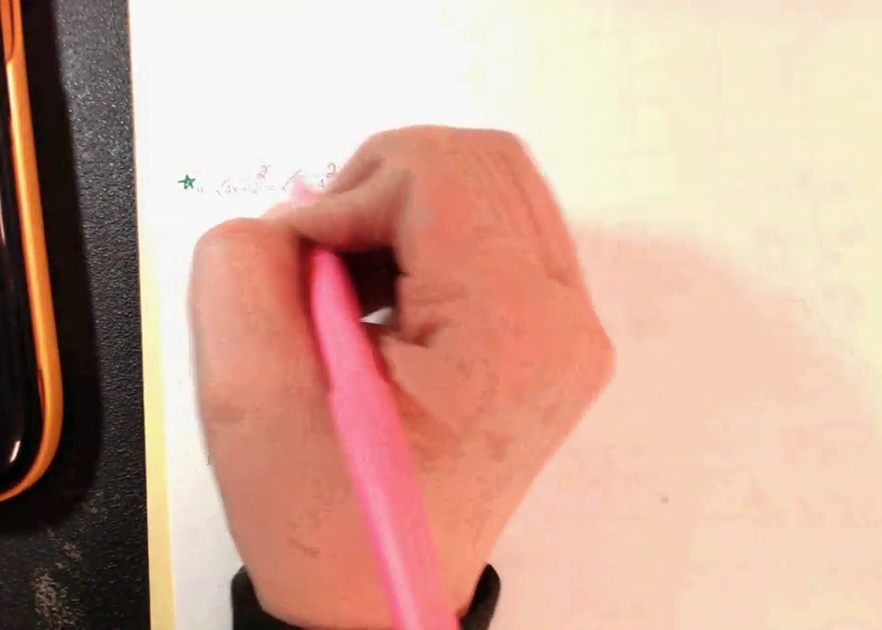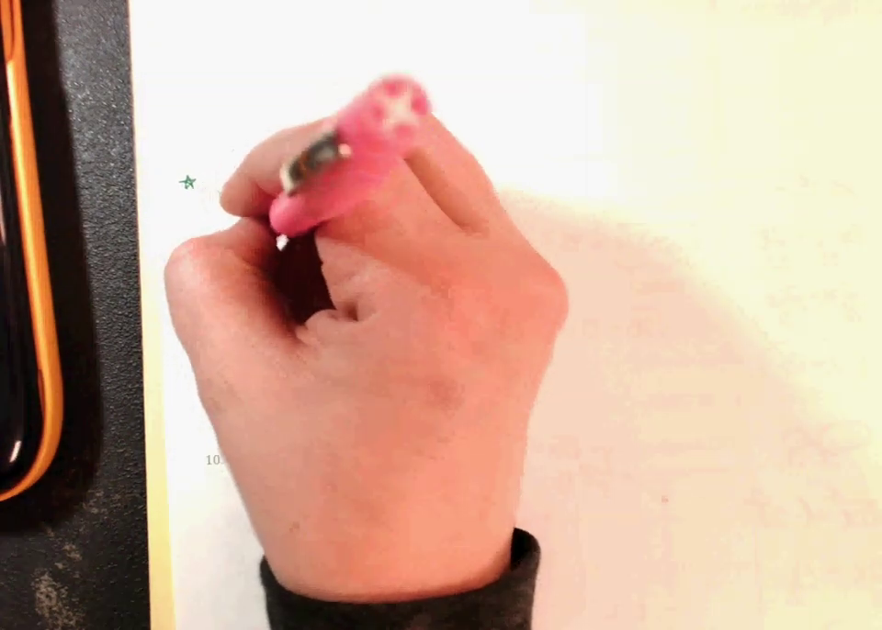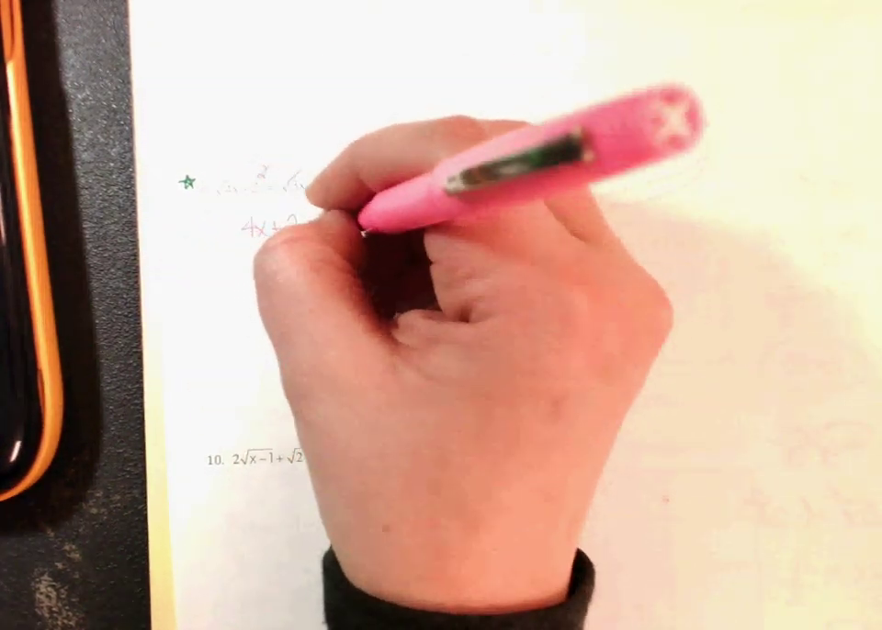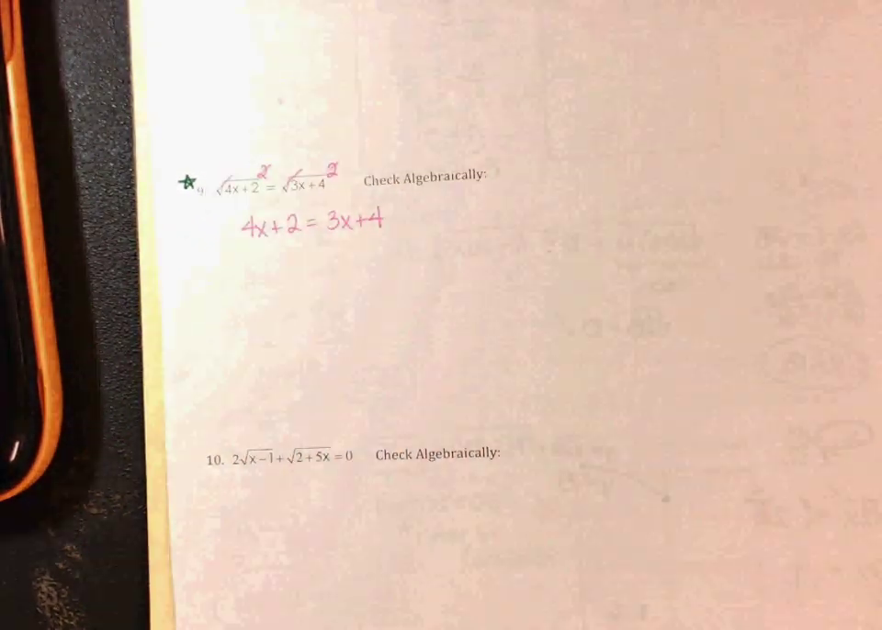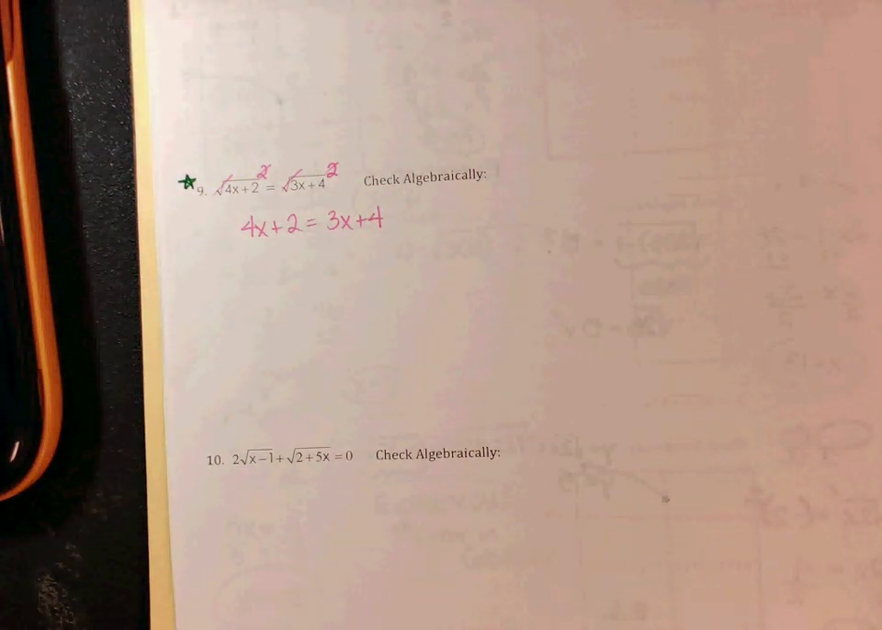So your first step should be to square both sides, and that crosses out both of the square roots. So all that's left is 4x plus 2 equals 3x plus 4. I'm going to do the x's first.